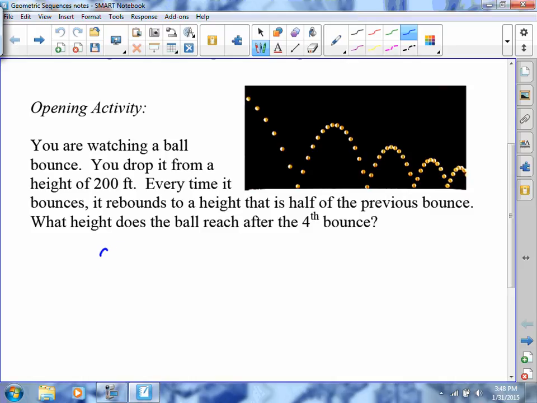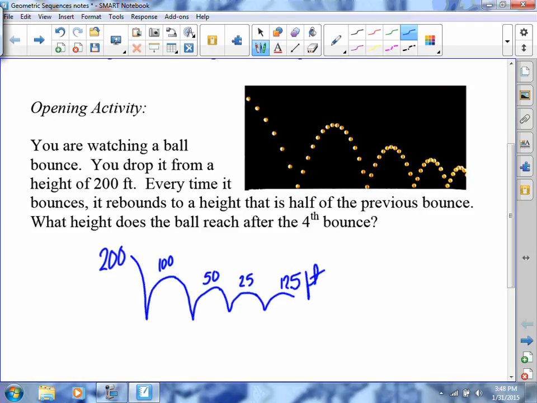So we're starting with 200, and then you drop it, and it comes back up to 100, and then it would go down and come back up to 50. They wanted to know how high it was after the fourth bounce. So this is the first bounce, second bounce, and this will be our third bounce here. That's going to be 25 feet. And then our fourth bounce after that is going to be 12.5 feet. So that would be how high the ball reaches after the fourth bounce. 1, 2, 3, 4. It's after the fourth bounce.